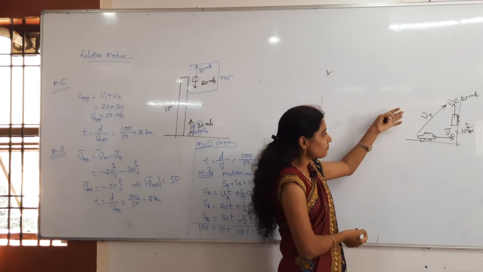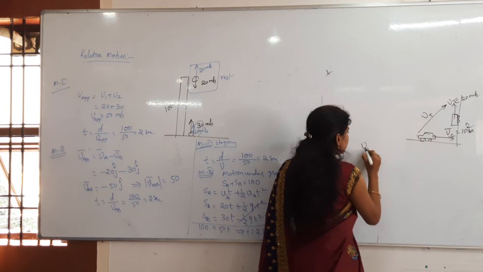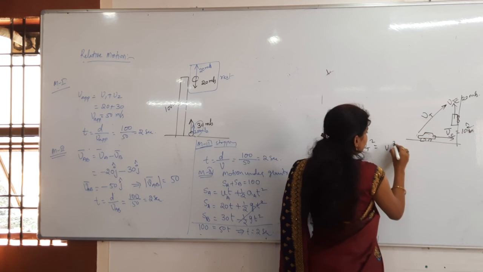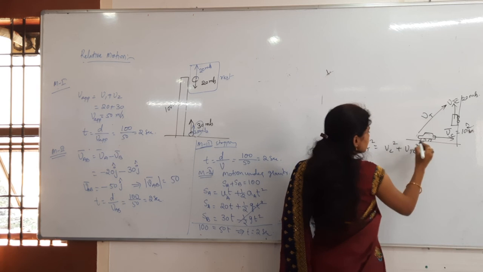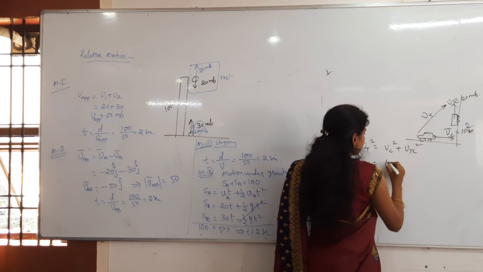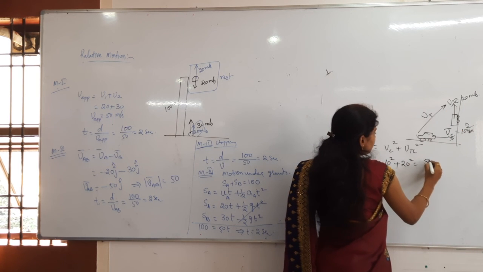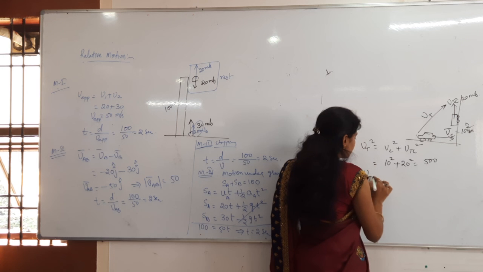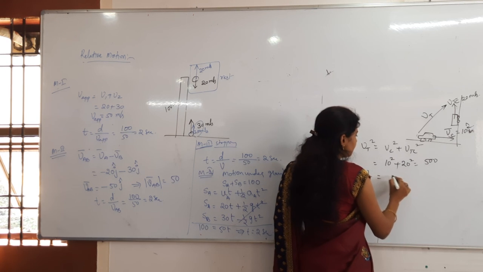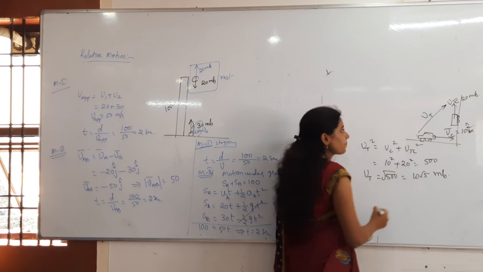You can apply Pythagoras law here. Vt square is equal to Vc square plus Vtc square. There also you will get the answer. Vc is how much? 10 square plus Vtc, 20 square. So totally 500. So Vt is equal to root 500, nothing but 10 root 5 meters per second.